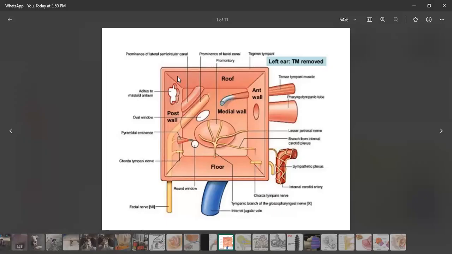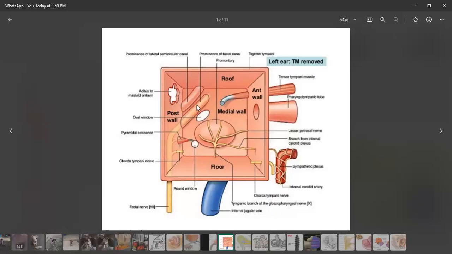Then coming to the posterior wall. On the posterior wall, you have this part here called the aditus. That is basically a deficiency in the posterior wall. This aditus will communicate with the mastoid antrum. I'll talk about that later. The mastoid antrum is located posterior to the middle ear. So the communication between the mastoid antrum and the middle ear is through this aditus.